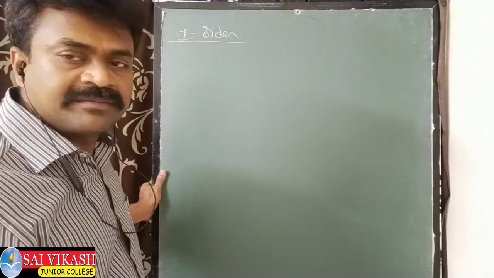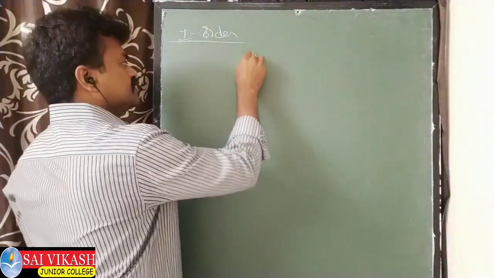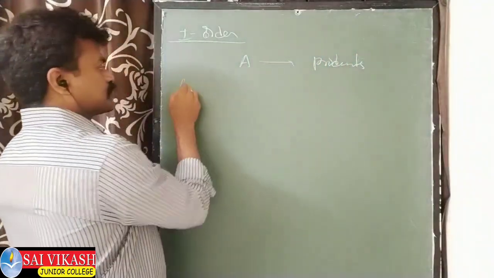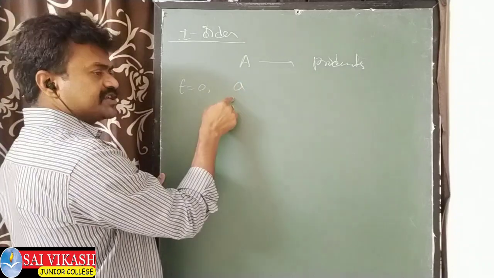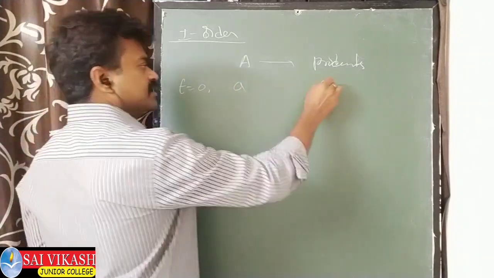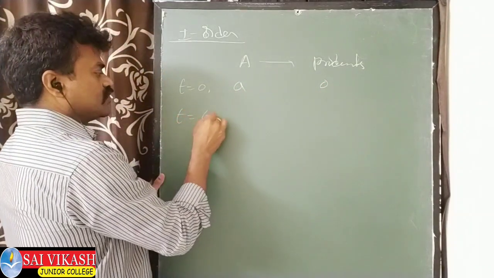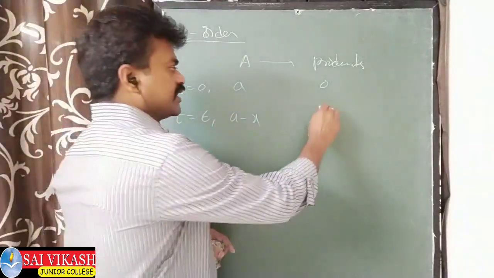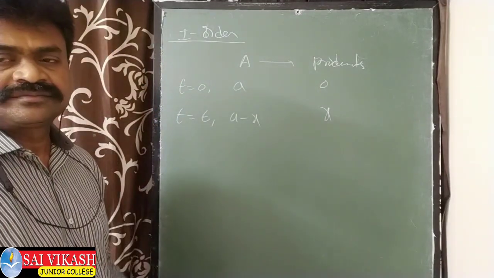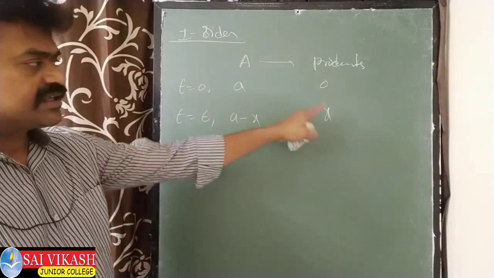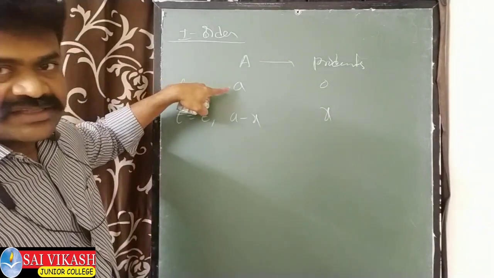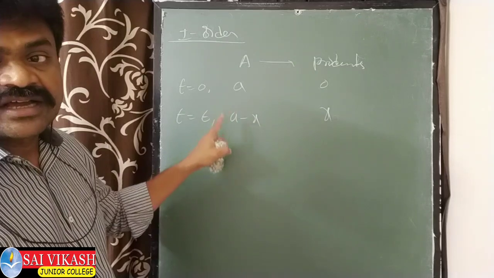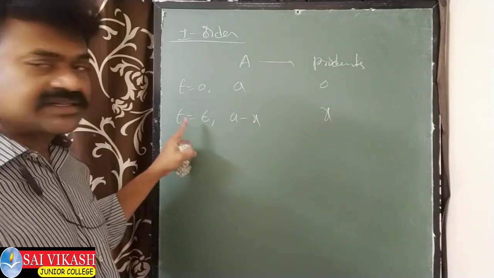Same thing, I am considering the general equation. A gives products. When time equals 0, the initial concentration of A I am taking as a. When time equals t, from A, x moles per liter is lost, so here x is forming. So a is the initial concentration of reactant, and a minus x is the concentration of reactant present at time t.